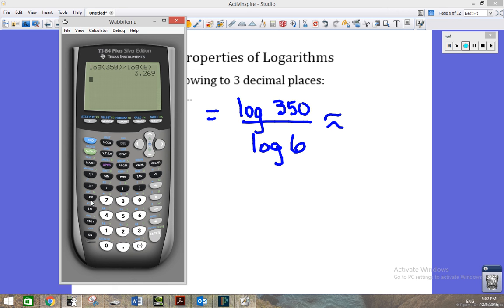Let's do it if I don't close the parentheses. If I have log of 350 and I don't close the parenthesis and then I say divided by the log of 6, it's not going to be the same number. You know, there's a mistake there, and it's not because of my formula, it's because I entered it in the calculator wrong. So you must be careful.